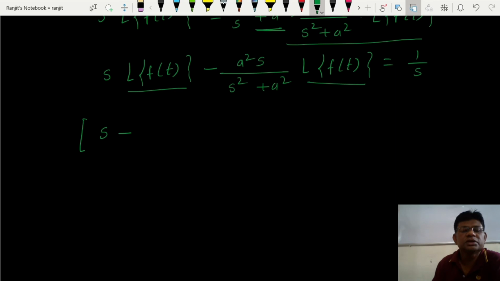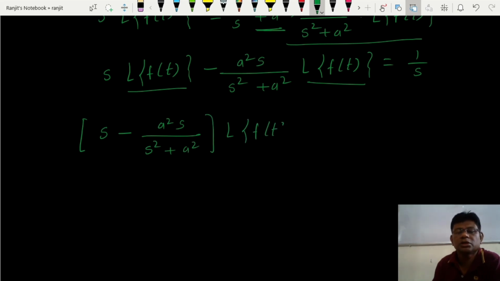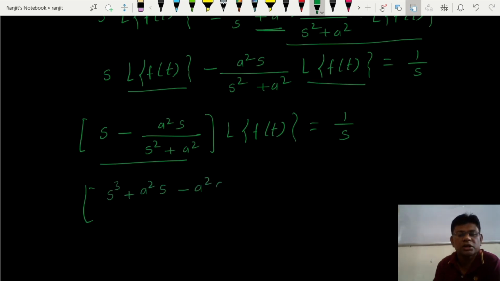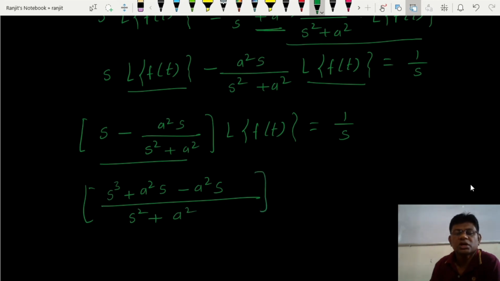Therefore s minus a square s upon s square plus a square, Laplace transform of f of t is equal to 1 upon s. Now cross multiplication, s to the power 3 plus a square s upon s square plus a square times Laplace transform of f of t is equal to s.